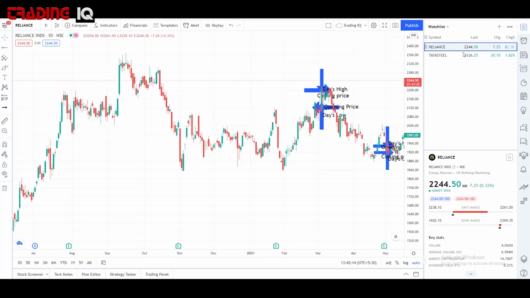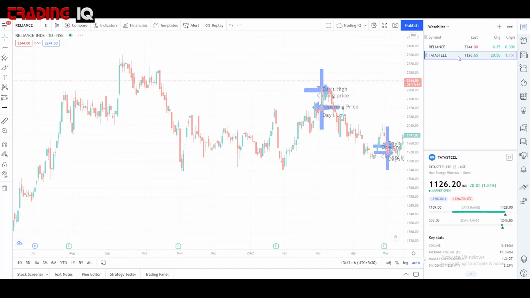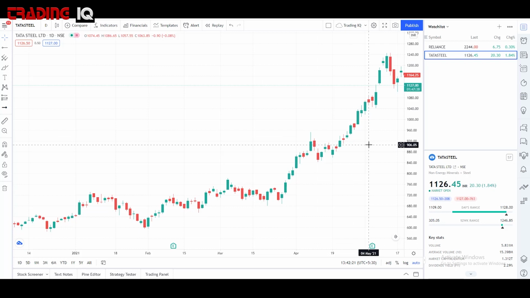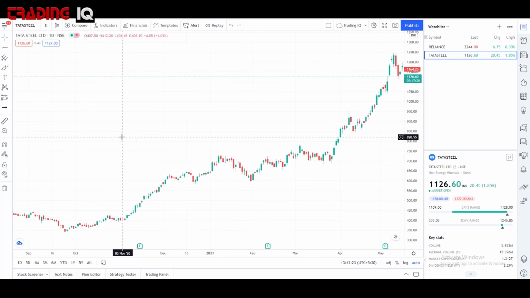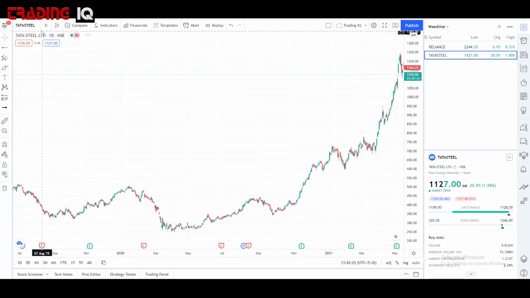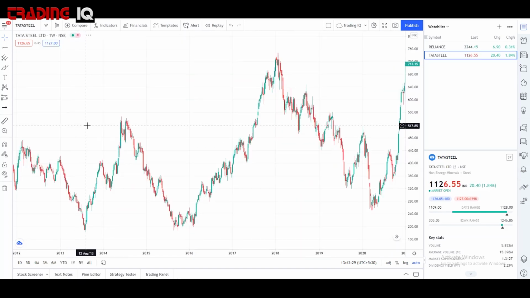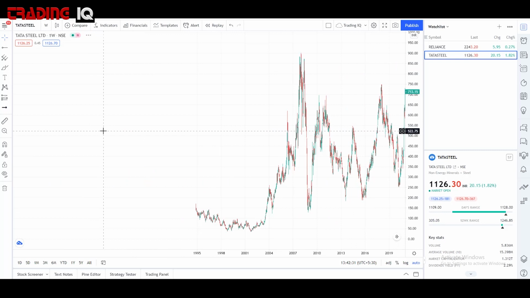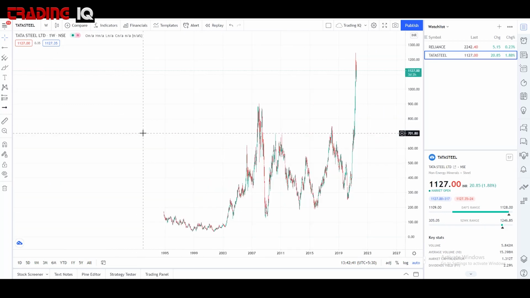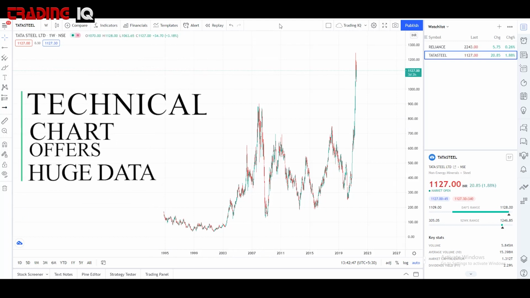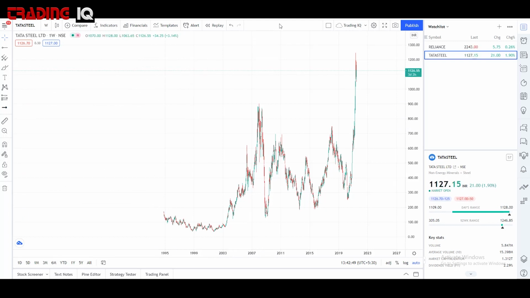But in the stock market, it happens every second. So let's look at another chart, Tata Steel, right? Let's look at this chart on a weekly time frame. See Tata Steel. As I mentioned earlier in this video, a technical chart offers a huge amount of data, right?